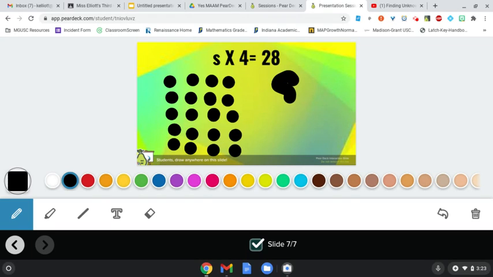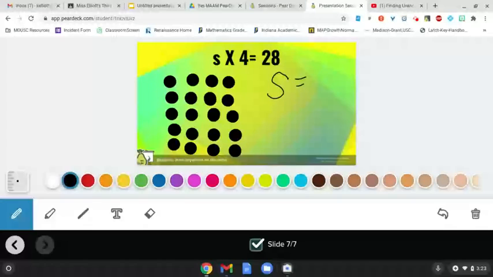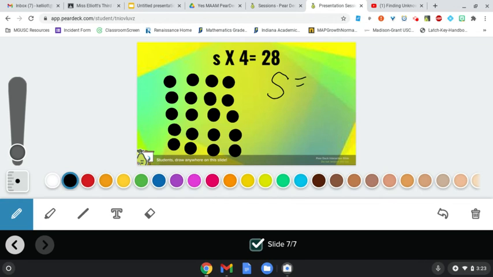Tell me, what does, ooh, that is not pretty. I did not like that. S equals what? What does S equal? Okay, I have 1, 2, 3, 4, 5, 6 rows now. And you should have a total of 7 rows. 7 rows means that S equals 7.